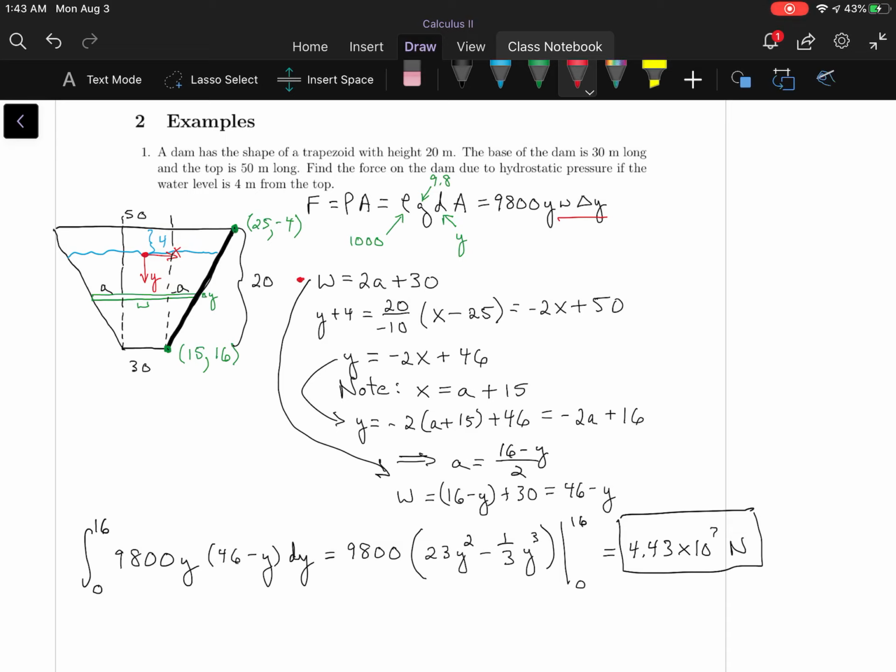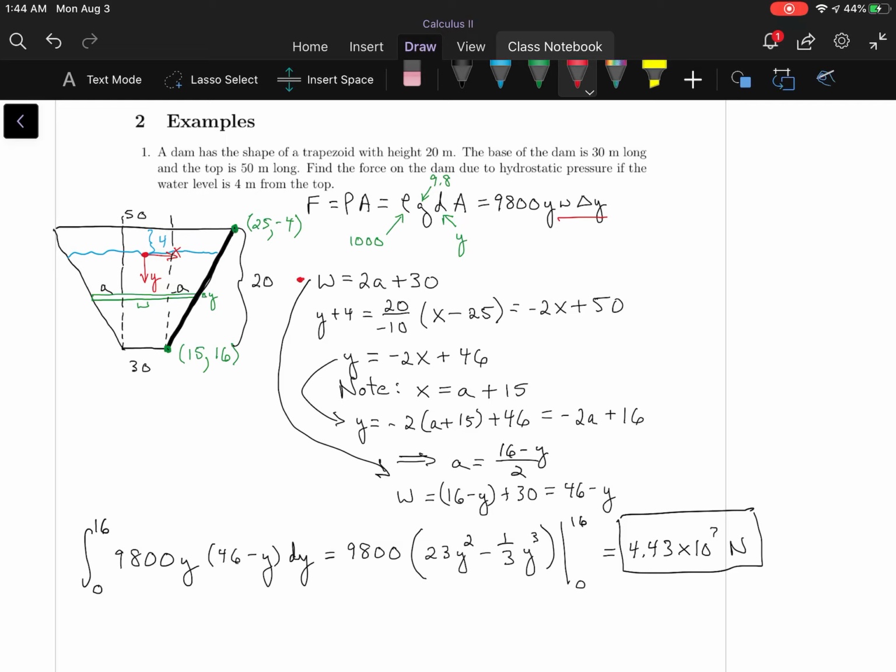Now, I need to figure out how to rewrite A, because that's bothering me. We just went from W to some function of A, and we still don't know A either. So I'm going to look at the thick black line that I put in on the right side, and I need an equation for that line, which means I need 2 points. I notice that the top right point is 25 comma negative 4. It's 25 to the right of the origin, and 4 up, but remember up is in the negative direction. Whereas the bottom point to that line is 15 to the right and 16 down, because again, down is the positive direction.